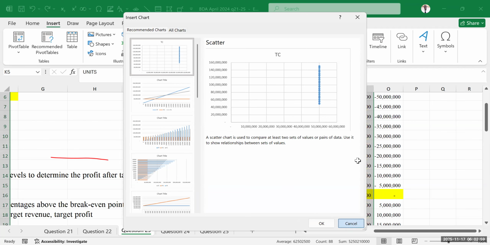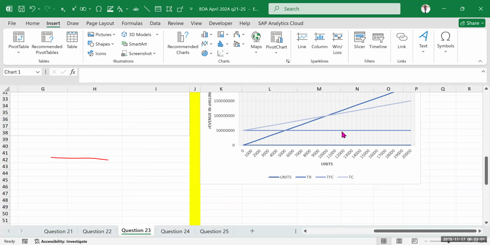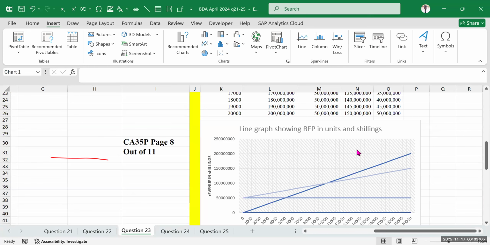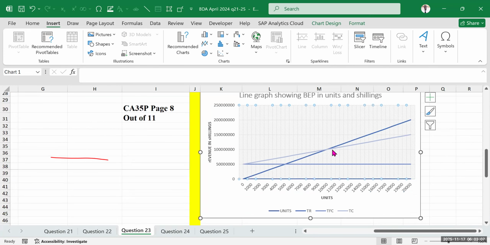So members, once we have that, we can now go ahead and show or indicate the points. We've already identified the break-even. So how do you show it?